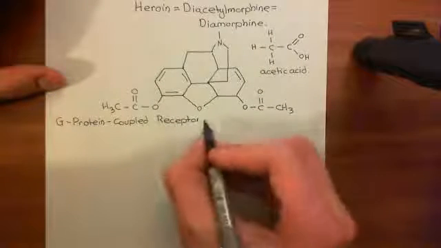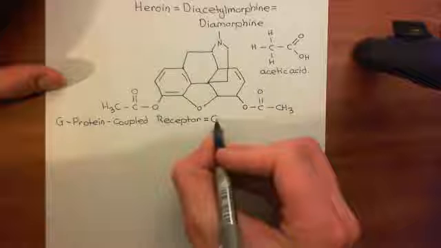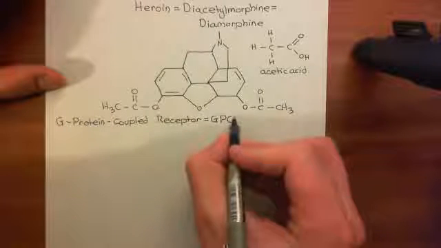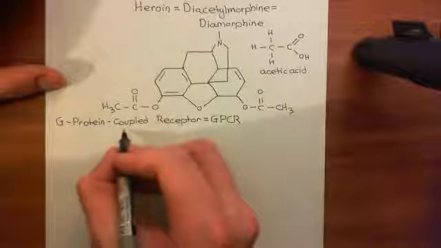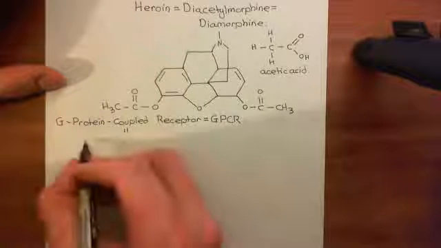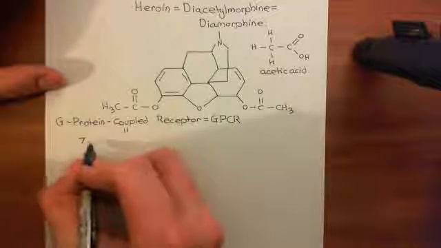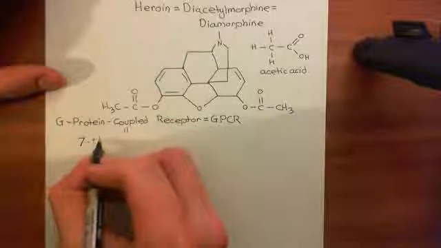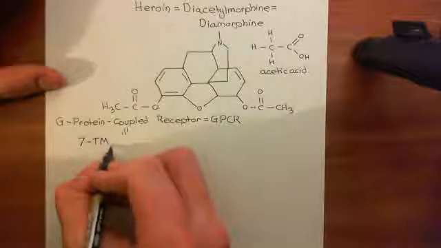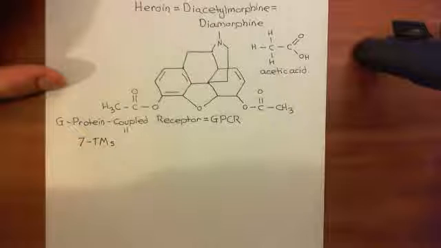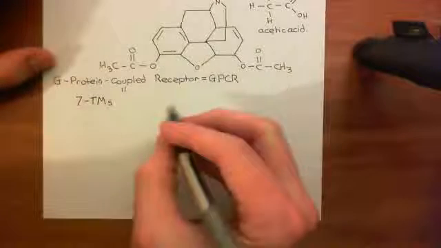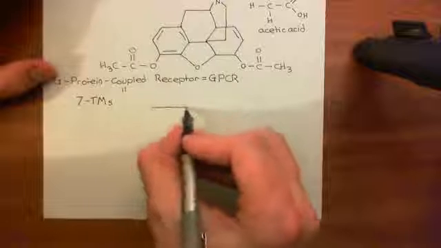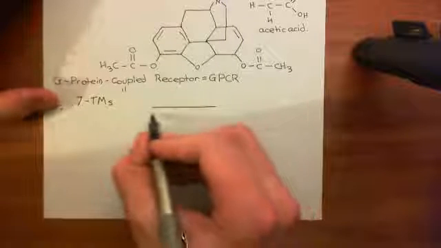Right, so G protein coupled receptors, which are often abbreviated to GPCR for short, also have a number of other names. They're often also called 7 transmembrane receptors, or 7TMs for short. So we've got these multiple different names for G protein coupled receptors. Let's now discuss the structure of G protein coupled receptors.